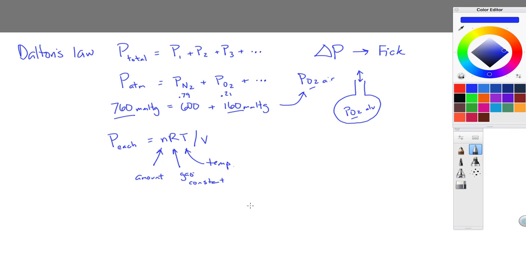Now, what I want to do is go back to the slideshow for a minute and assess how Dalton's law really works, get at the details. Let's now look at the details of this.